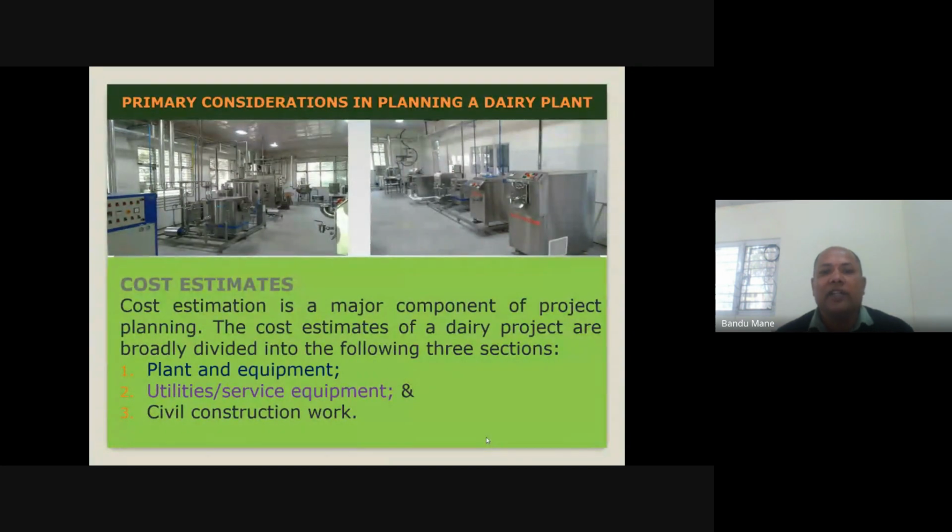Then cost estimate is another major aspect when you are going to establish the dairy processing plant, and major cost is required for the plant machineries and equipments, the plant utilities and services, and civil work, including the land. So these are the major chunk of money required for establishing the dairy plants. Next.